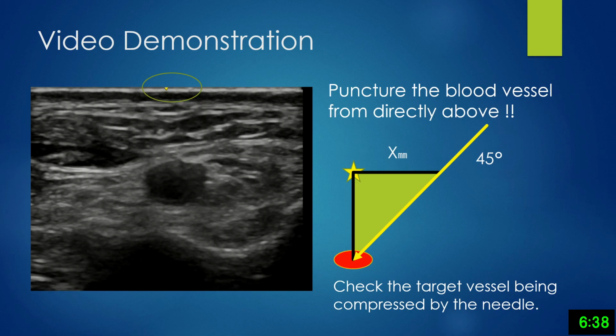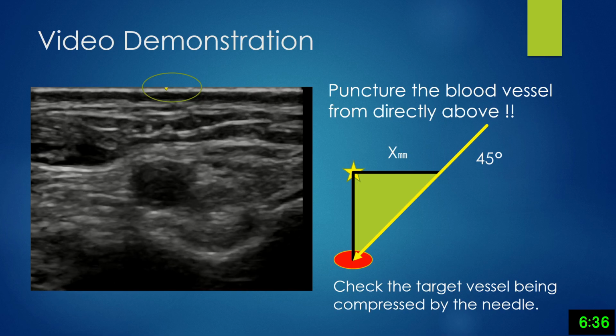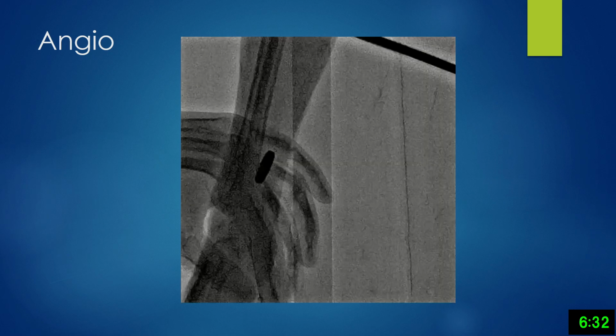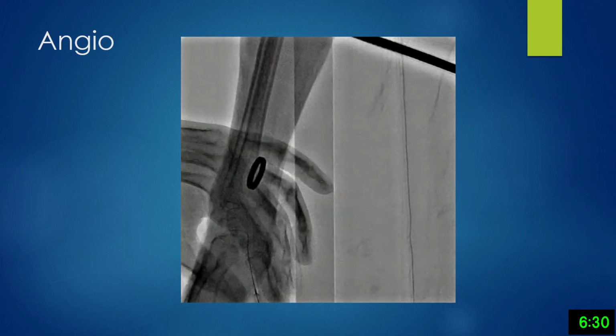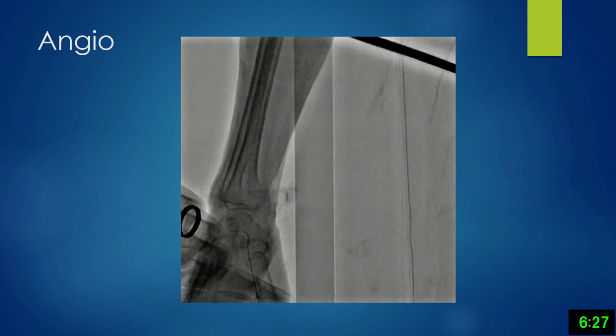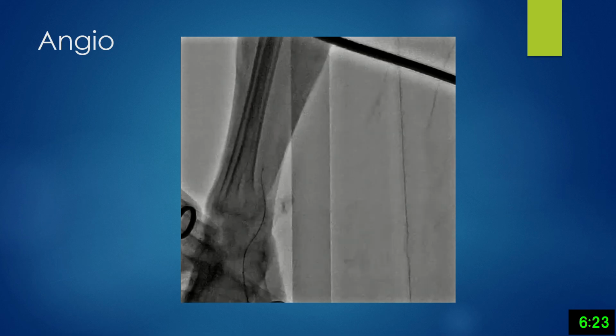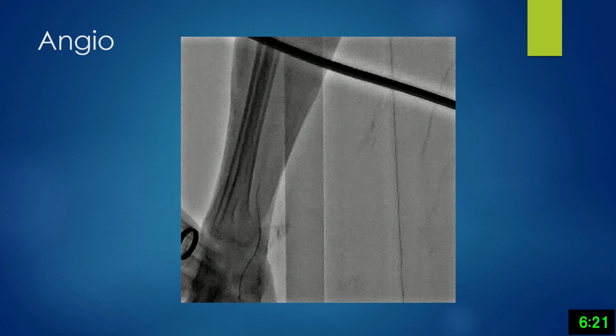Next, advance the wire a little bit. Switch to the angiography guide. In order to prevent misdirection into branches, it is necessary to switch to the angiography guide and carefully advance the wire.